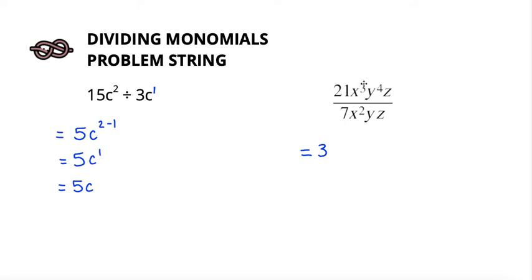Now we're going to look at our powers, and we can only use our exponent laws when our bases are the same. So we're going to simplify our x's first. So 3 take away 2 is 1.